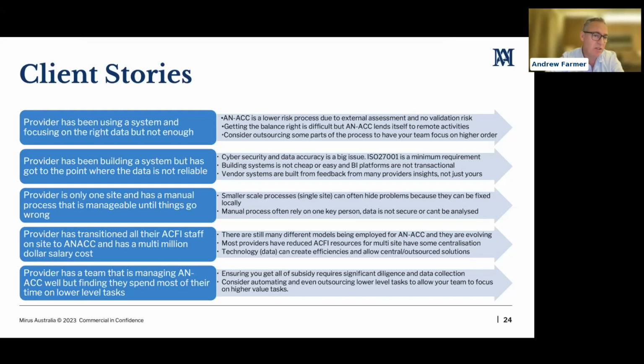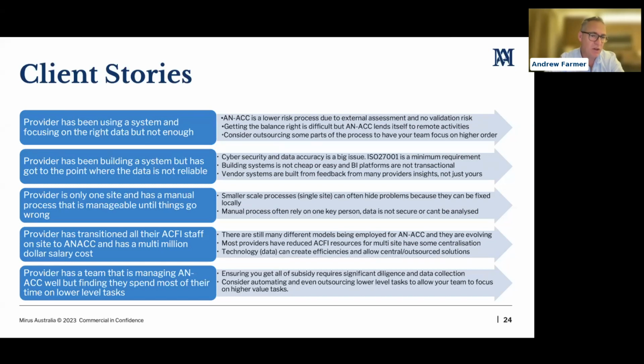Providers have been building systems but get to the point where the data is not reliable. It's a very expensive undertaking, and a lot of providers who have been spending a lot of time building BI systems are starting to get to a point a year later where they realize what we know very well: building systems is not easy, and it's very expensive and very time-consuming. But more importantly, we're building a system that's shared across the industry, with the insights of all of those providers coming into building one system rather than just building your own. Not to mention the technology issues and the security issues.